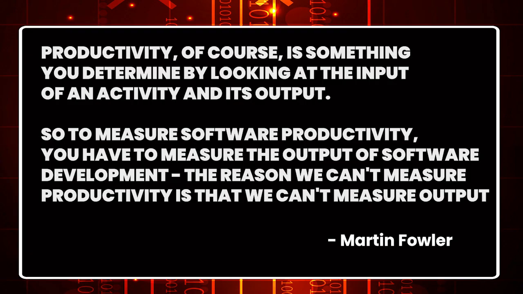But it's different. Yeah, there's an interesting quote from Martin Fowler, who is one of the signers of the Agile Manifesto. His quote is: productivity, of course, is something you determine by looking at the input of an activity and its output. So to measure software productivity, you have to measure the output of software development. The reason why we can't measure productivity is that we can't measure output. I really love that quote, and we're going to dive deeper into this later, but how do you tie software development, the work that's being done, into outcomes and impacts to an organization? Whether you go back to the industrial age and those factories, how you tie that impact together is one of the roots of where we're going with developer productivity.